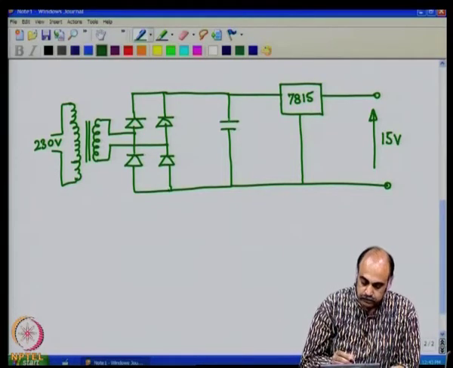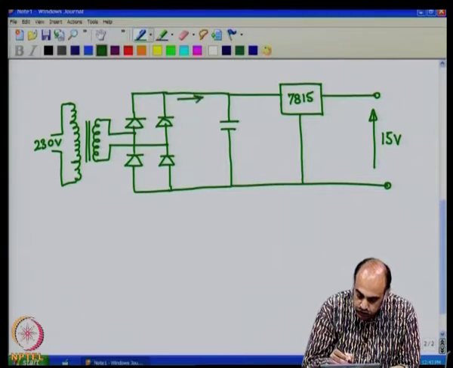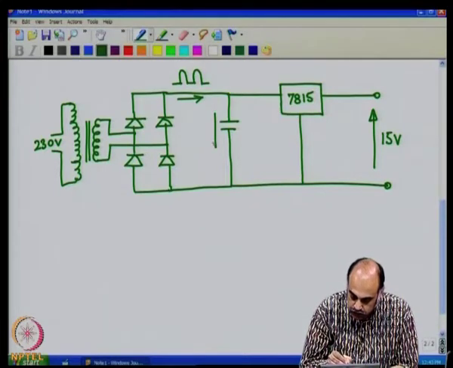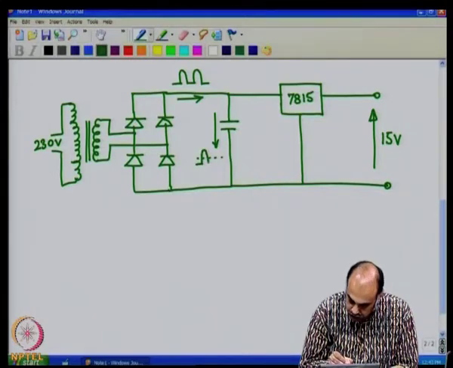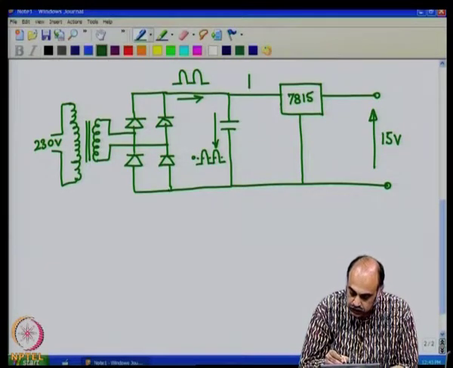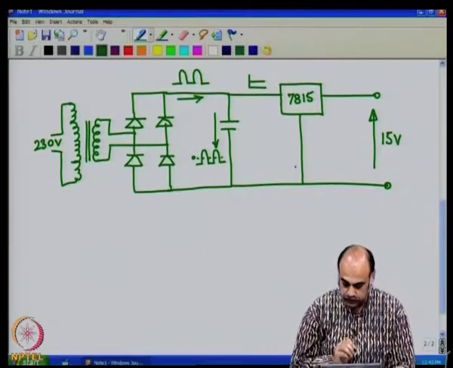Now, remember that the current which is flowing here is of this nature, shifted in average, this is 0, and the current which is here is the average value. So, that is what is flowing through this.